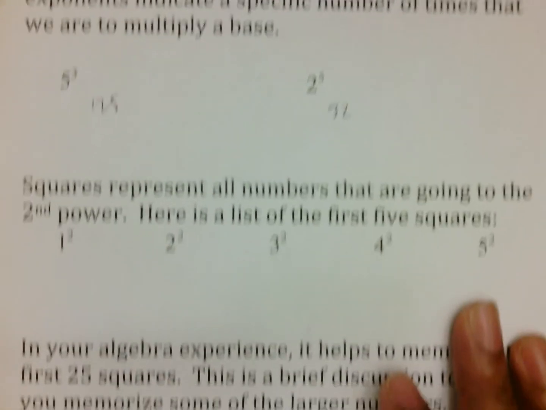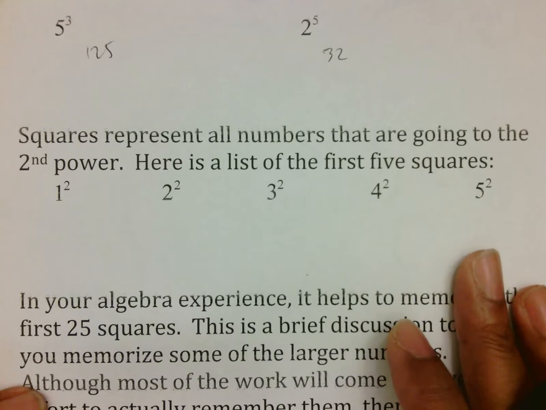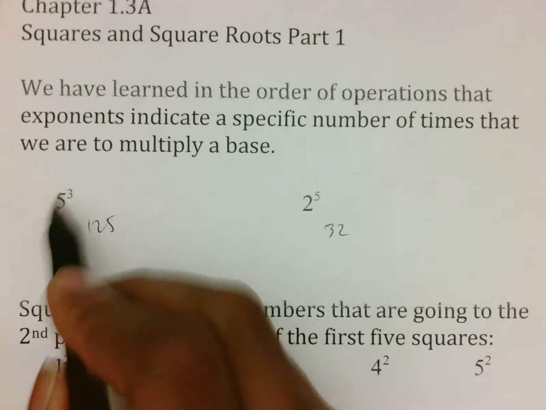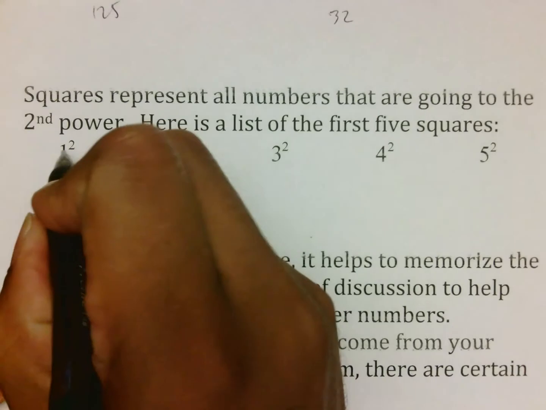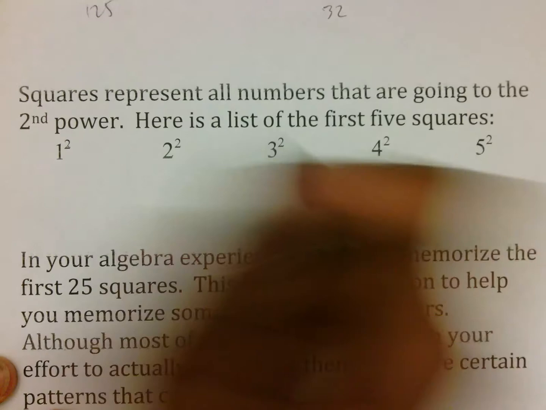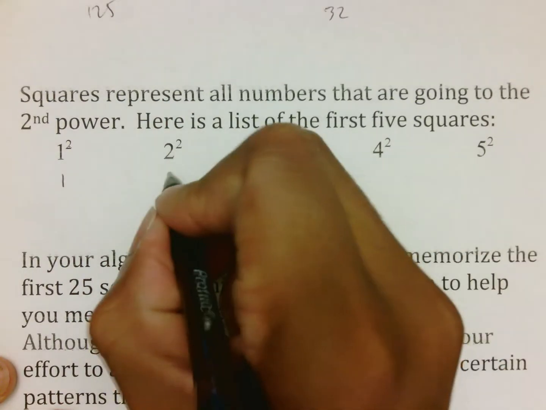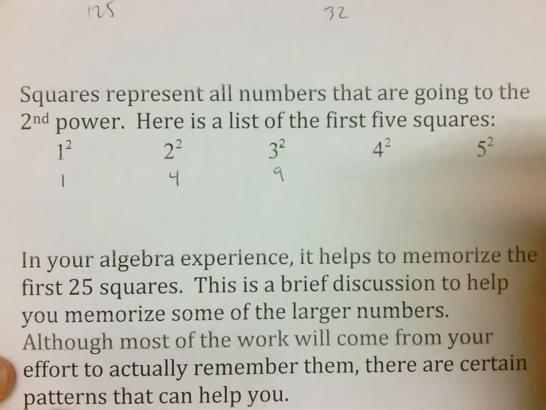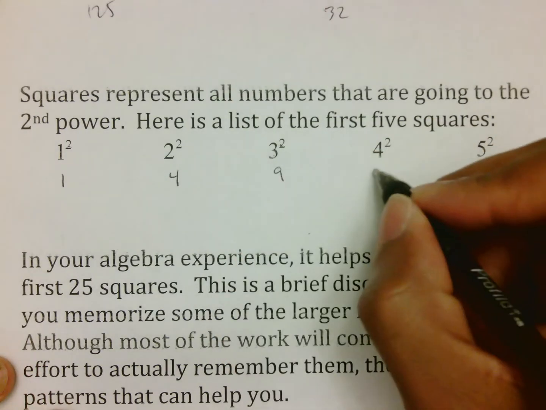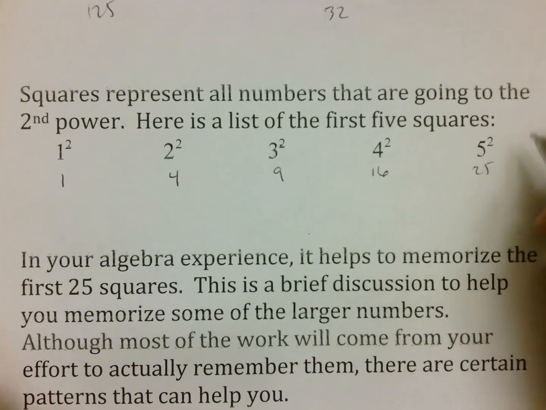Squares represent numbers that are going to the second power. So a list of the first 5 squares, instead of calling this 5 to the third and 2 to the fifth, anytime you have a power of 2, it pretty much means squared. So 1 squared, of course, is 1 times 1, which is 1. 2 squared is 2 times 2, which is 4. 3 squared is 3 times 3, 9. 4 squared is 4 times 4, 16. 5 squared is 5 times 5, which is 25.